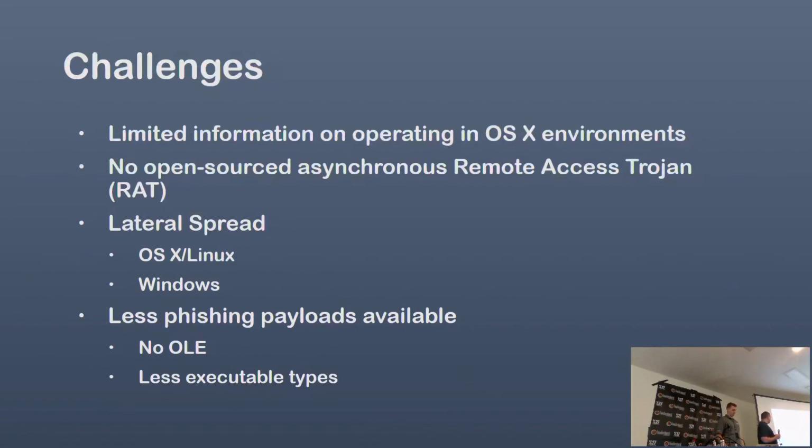And less phishing payloads. When you need to get that first vector into the network, it's hard sometimes with OSX because we don't have Word documents with OLE in them. We have fewer executable types of payloads that we can send for people to click on and download and run, things of that nature when you're talking about phishing. So we have right now a macro and an AppleScript that we'll talk about.